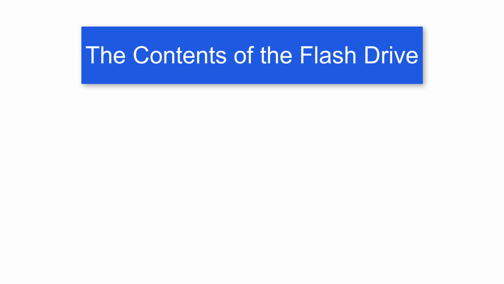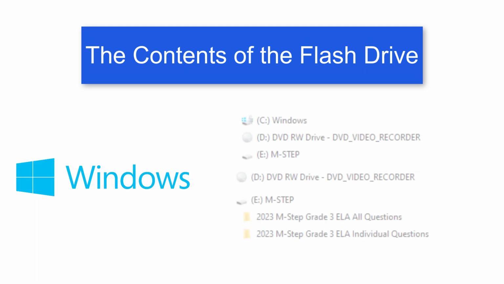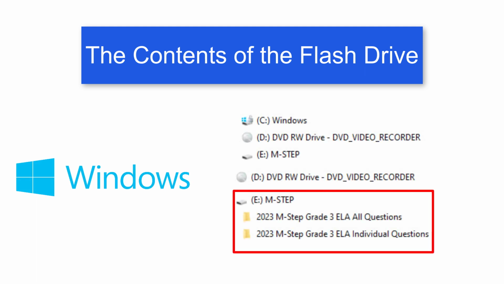Next, locate the flash drive on your device. On a Windows device, the flash drive will appear in the list of available drive folders in your System folder. It may appear as a different drive letter than what is shown here.